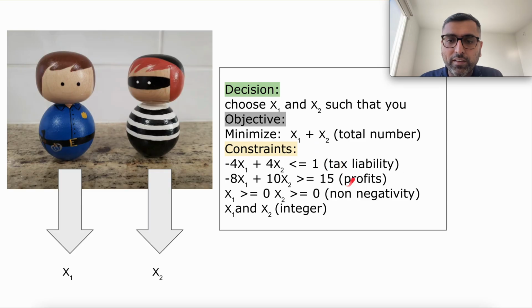And you have some constraints. In this case, you have two. You want the profit to be greater than or equal to 15, and the tax liability to be less than or equal to 1. And we are given how much each of these items increases or decreases your tax liability or profit. And finally, we cannot build 1.2 of x1, so we have integer constraints, and we have to build a non-negative number, at least 0 or more. We cannot build negative quantities of each of these items.